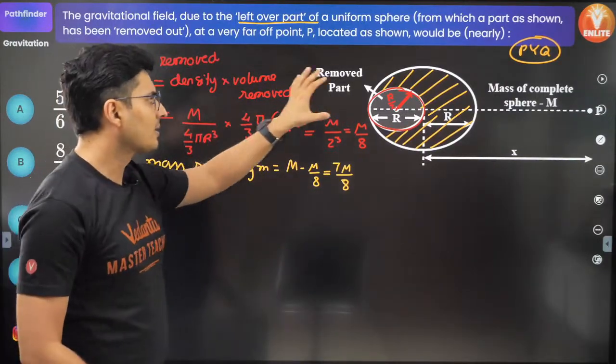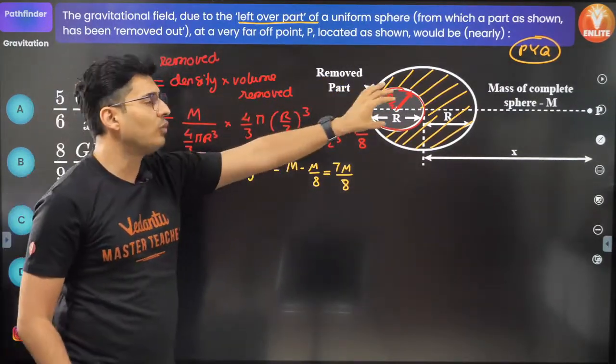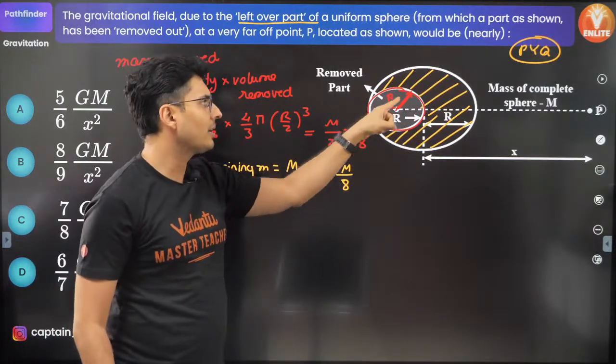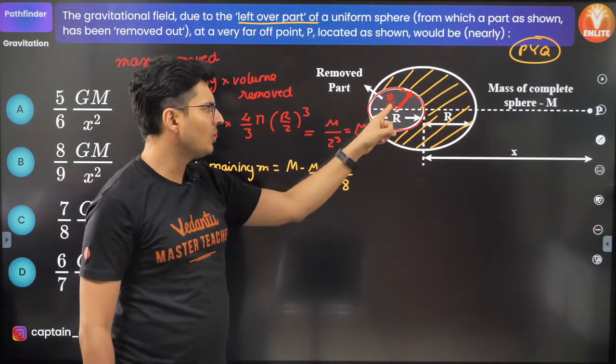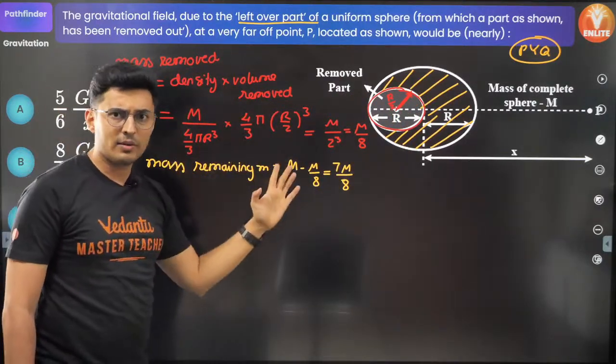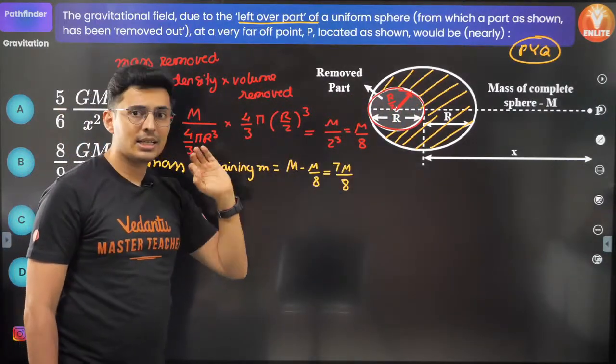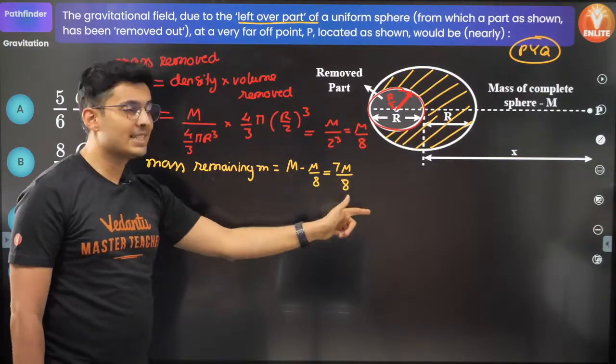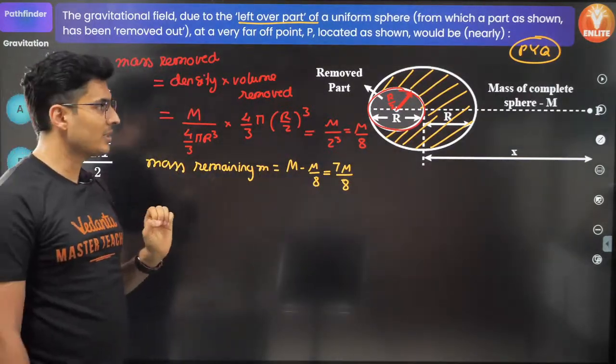Alright. So mass removed has been found by density into volume removed. Volume has been calculated by the radius. So since diameter is r, this is r by 2. You can see easy math. A lot of things cancel. You get m by 8 is removed. So remaining will be 7m by 8. Now what is the next point?